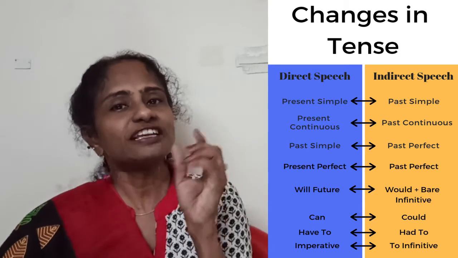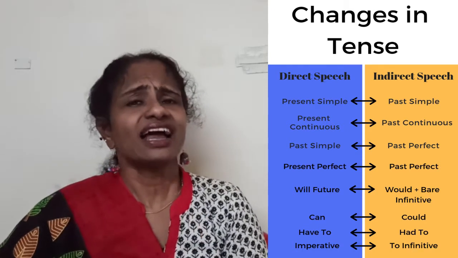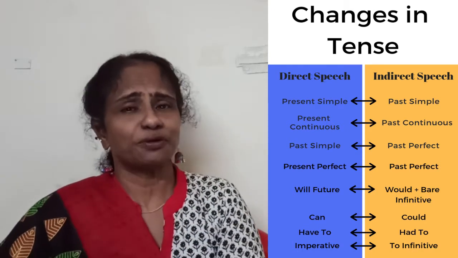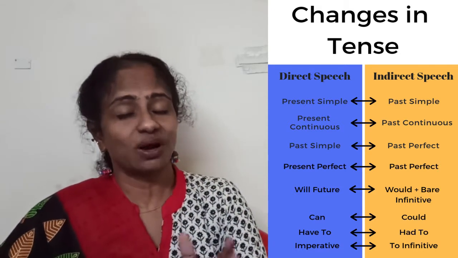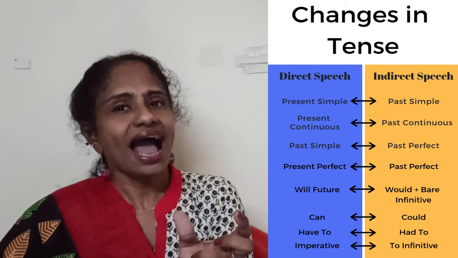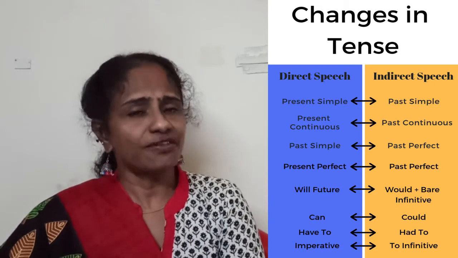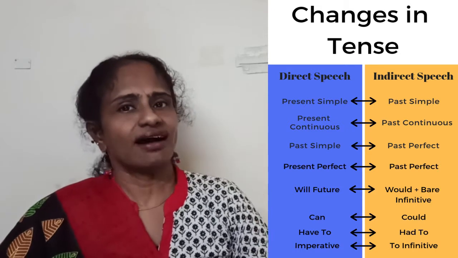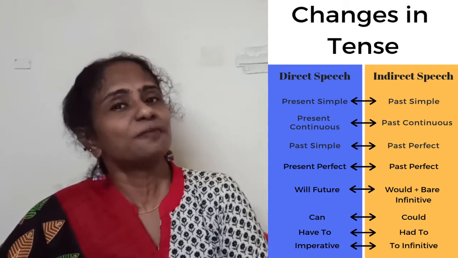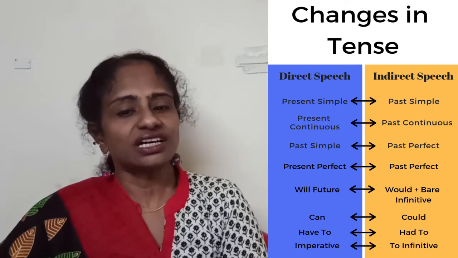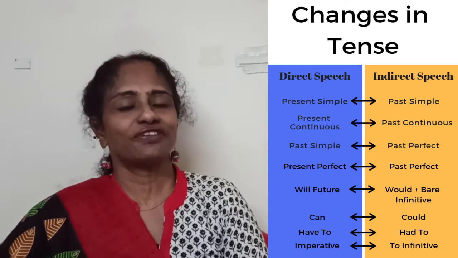Next, if it is in present perfect, what is present perfect? Has, have is present perfect. Had is past perfect. Okay, that's what I just now said. So, has and have are present perfect. I have completed the task. I have completed the task is what tense? It is present perfect. Present perfect will again change to past perfect.